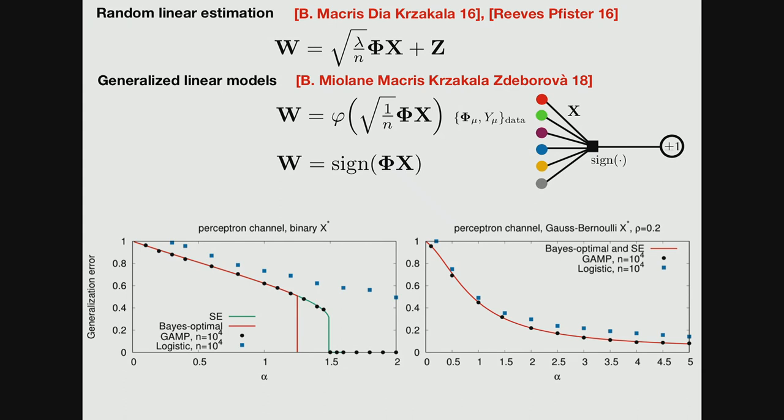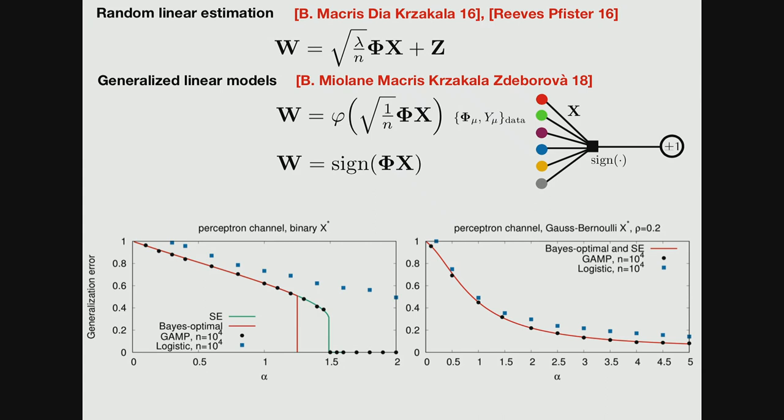One simple case, which has actually been studied for a long time, is the perceptron. In the teacher-student scenario, what does it mean? It means that you feed data into this simple neural network, and it outputs labels.